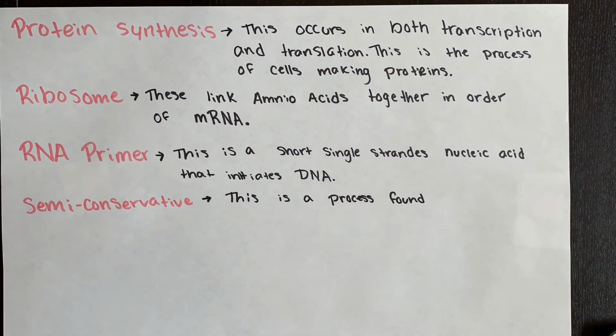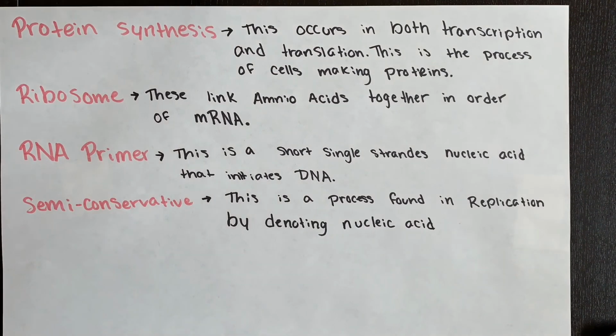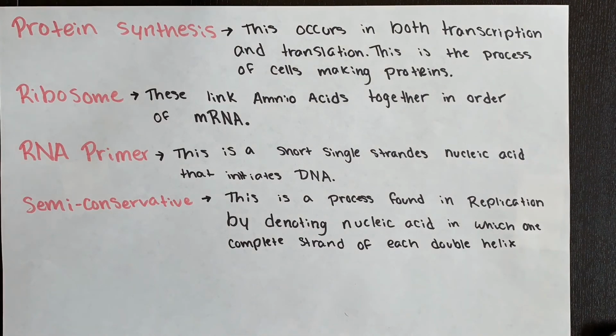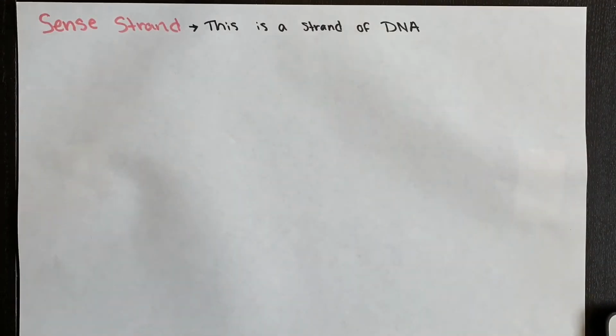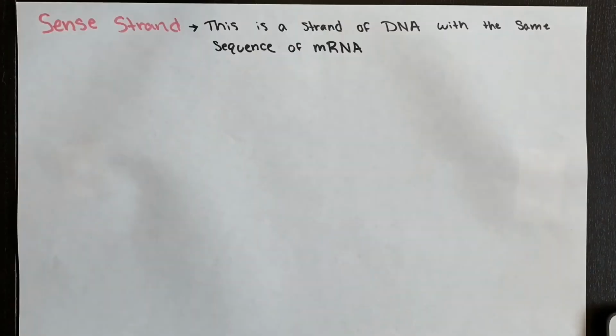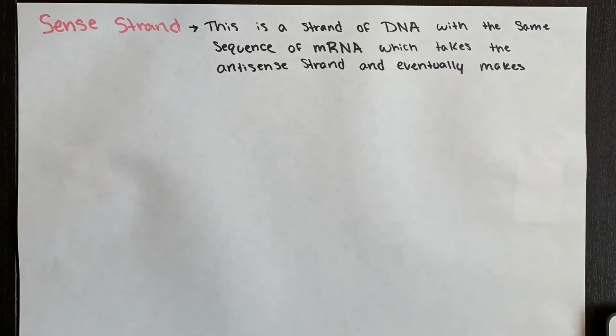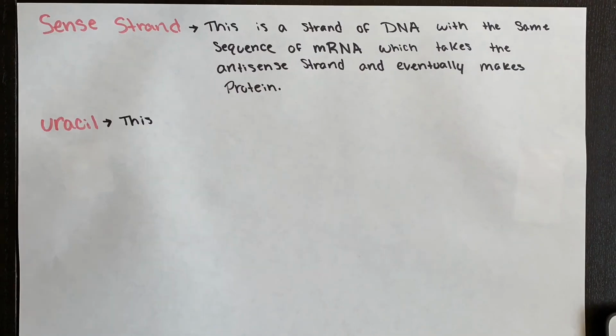Semi-conservative. This is a process found in replication, in which one complete strand of each double helix is derived from the parent molecule. Sense strand. This is a strand of DNA with the same sequence as the mRNA, which takes the antisense strand and eventually makes protein. Uracil. This is one of 4 nucleic acid bases. This base is paired with adenine.